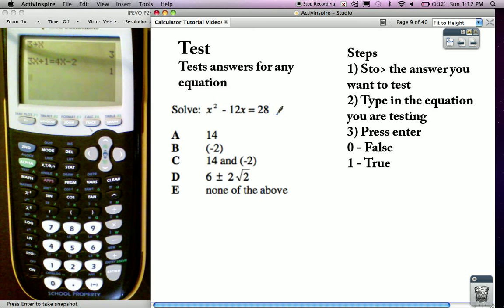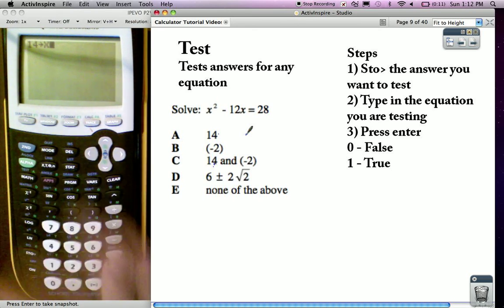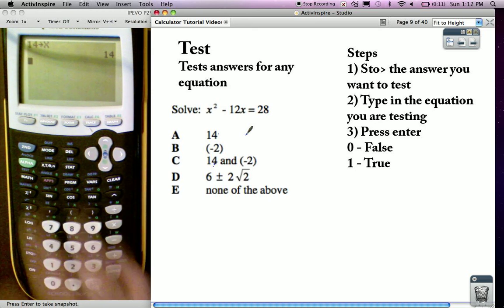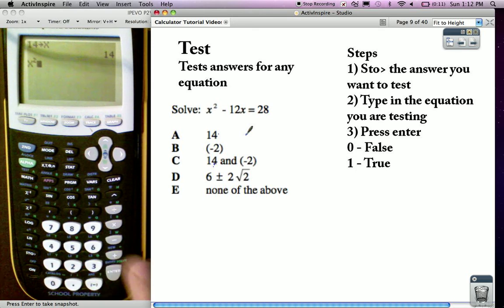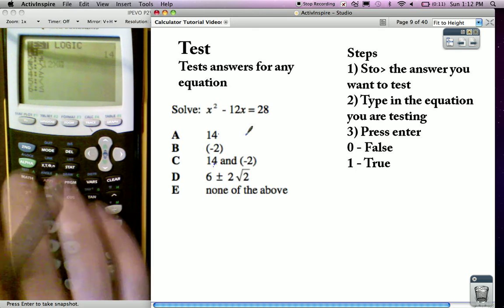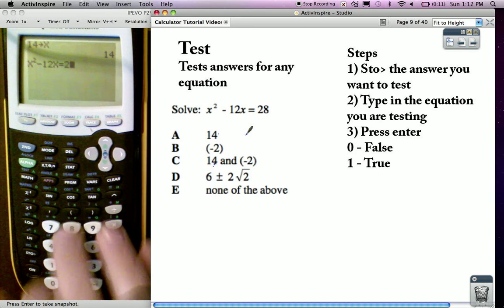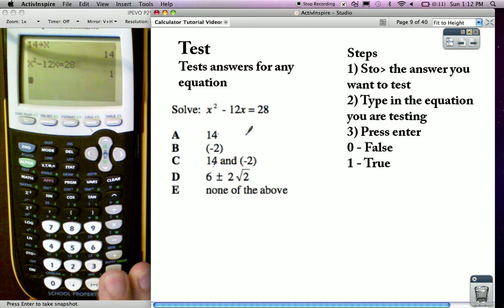Now this would be an example where, if you weren't sure how to solve, you could store and test the answer to find out if it's correct. So what I'm going to do is, I see that 14 shows up twice, so I'm going to test that first. So let's start here. I'm going to go 14 stored as x, and now I'm going to go x squared minus 12x, second test, is equal to 28. 0 is false, 1 is true. I got a 1. Okay, now that means 14 is true for this equation.